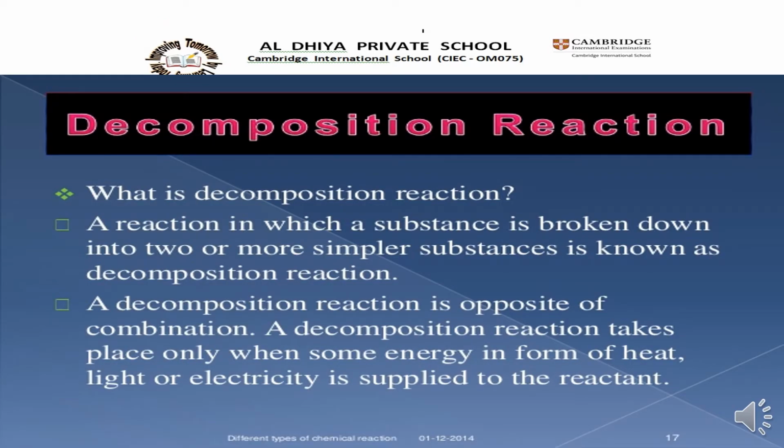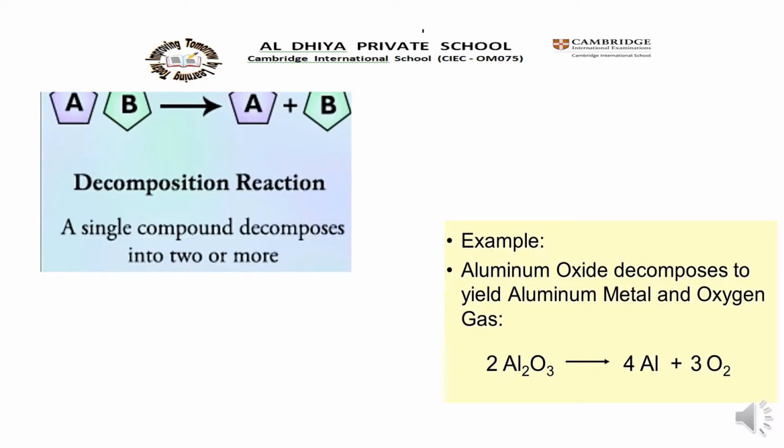Decomposition reaction. What is a decomposition reaction? A reaction in which a substance is broken down into two or more simpler substances is known as decomposition reaction. The decomposition reaction is the opposite of combination reaction. Look here, a single compound decomposes into two or more. For example, aluminium oxide decomposes to yield aluminium metal and oxygen gas. So aluminium oxide is a compound. Al2O3 means aluminium oxide, it is a compound, and then it decomposes, which means it is broken down into two parts. That means aluminium and oxygen.